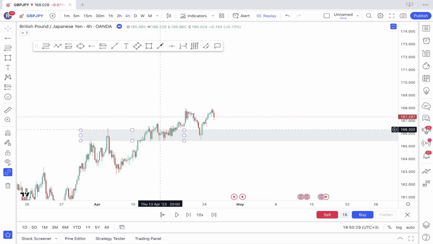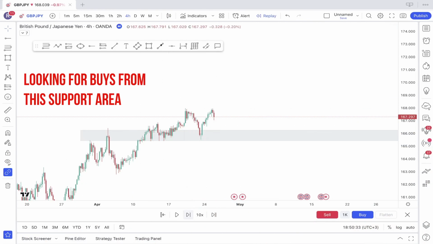Now that we have this valid support level, I would be looking for buys when price gets to it.